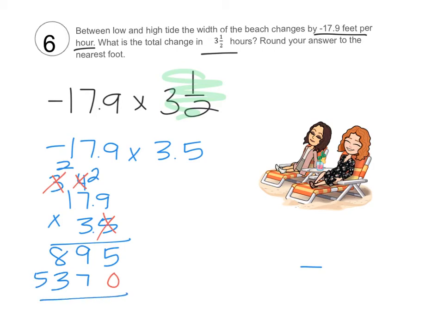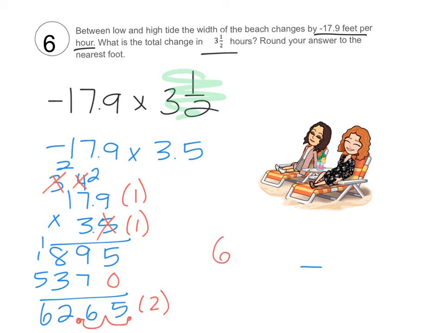So now we add straight down. So 5. So give me 16. Carry your 1. 1 and 8 is 9, plus 3 is 12. Carry your 1, 6. So for your decimals here, we have one number behind the decimal place here, one number behind the decimal place here, which means we need 2 numbers behind the decimal. So scoot 1, 2, which gives me 62 and 65 hundredths.